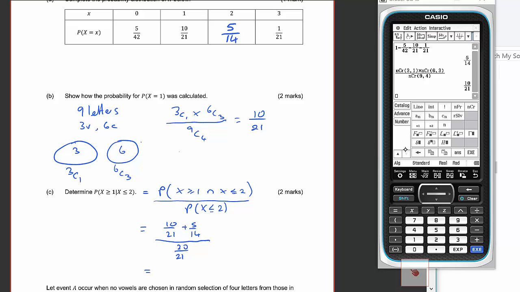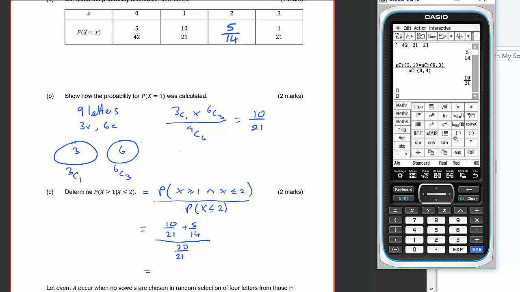So let's go back here, and we want a fraction. We're going to need fractions on top of that fraction, so that's 10 over 21, add 5 over 14, and divide that by 20 over 21, which is 7/8.